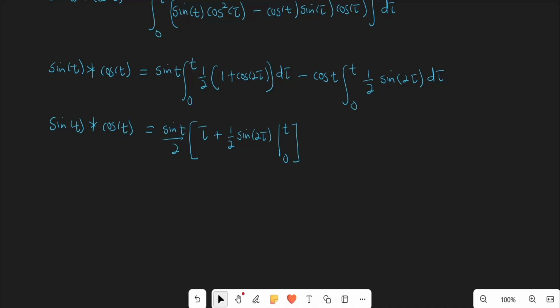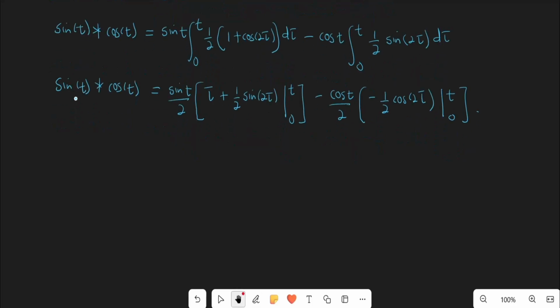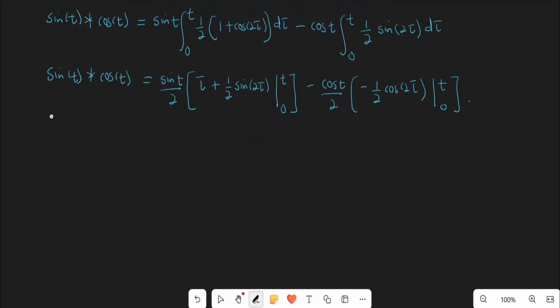The second one, this half is a constant as well. This one is going to be cosine of t over 2 outside. And now integrating sine of 2 tau, that's going to be negative 1 over 2 cosine of 2 tau, because the integral of sine is negative cosine. This is tau. I'm sorry about that. All right, so you have to really be careful with the taus and the t's because they are confusing. Cool stuff. Now we have to plug in the limits.